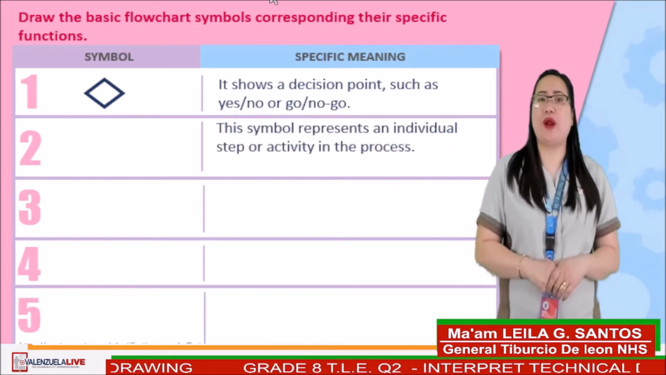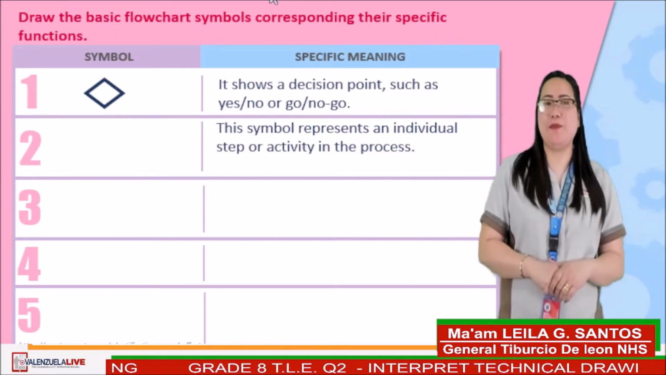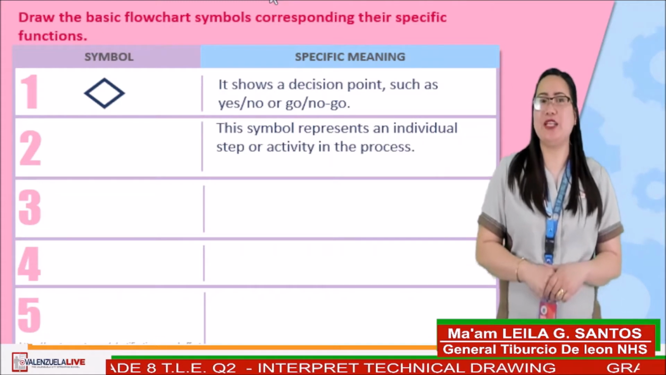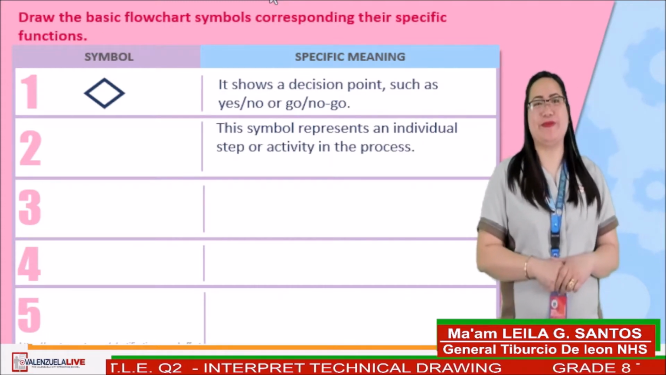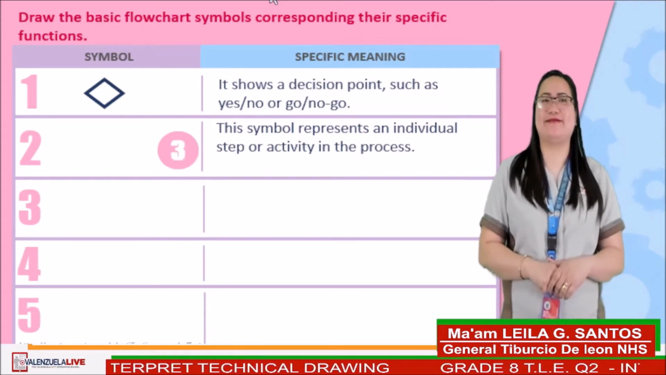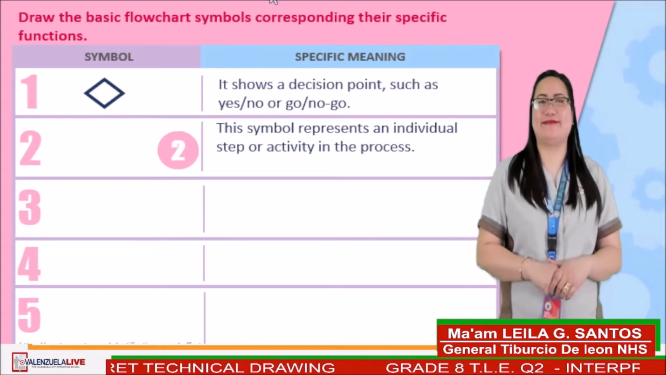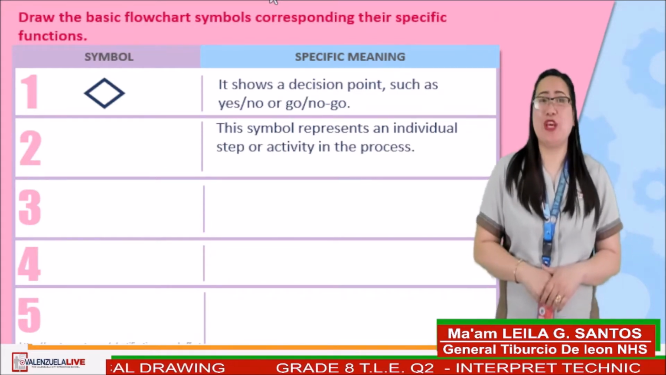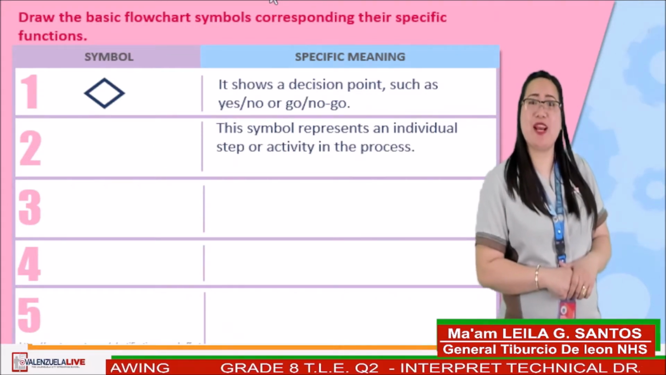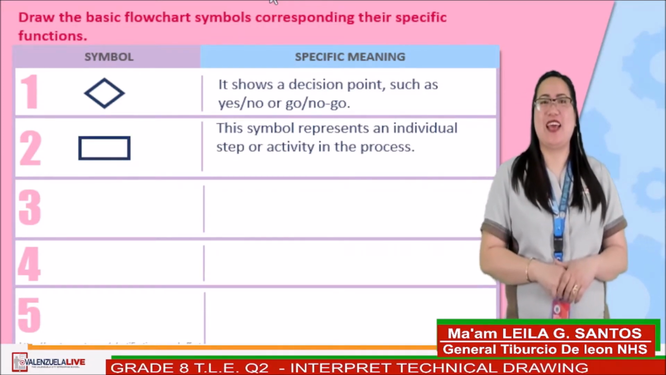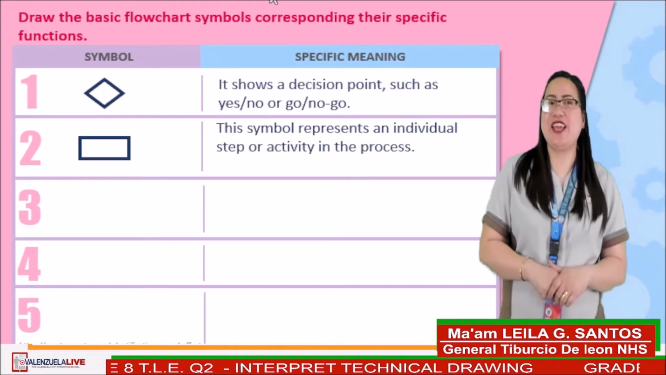Next is for the item number 2. This symbol represents an individual step or activity in the process. Your timer starts now. Time's up. Did you draw a box symbol, class? Great, that is correct.